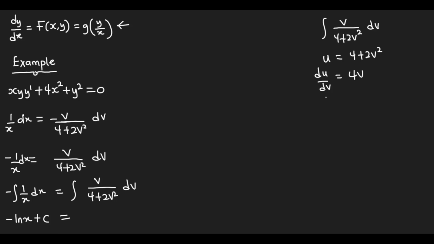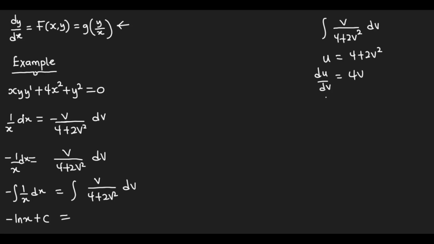So this is what you have now. At this point, I will apply some log properties. The first one will be, instead of minus ln x, I will write it as ln x to the power minus 1, plus ln c, and this will be equal to ln of 4 plus 2v squared to the power 1 over 4. From here, I'm going to take exponents on both sides, so I will exponentiate this and this also. On the left hand side, I can write this as e to the power ln of x to the power minus 1, times e to the power ln c, and this will be equal to e to the power ln of 4 plus 2v squared to the power 1 over 4.